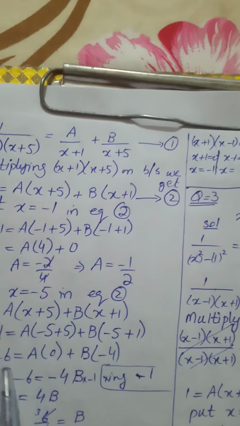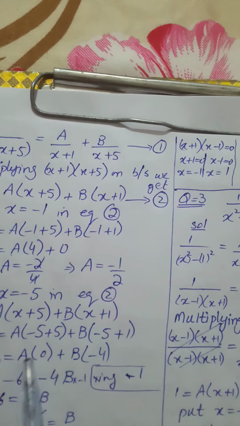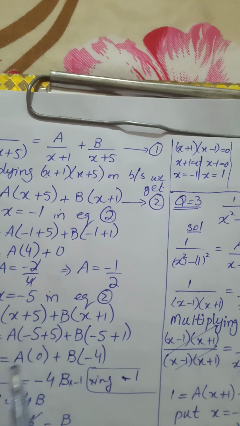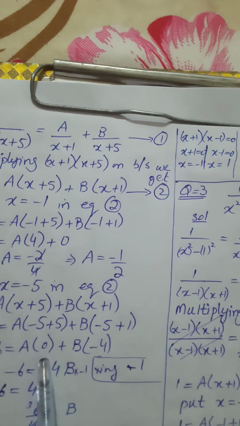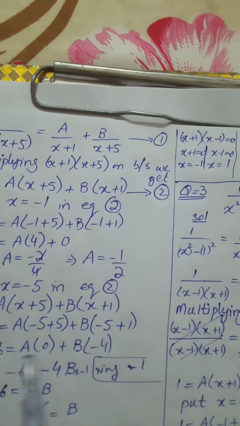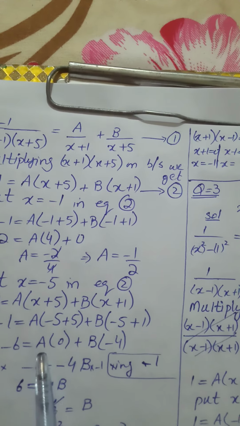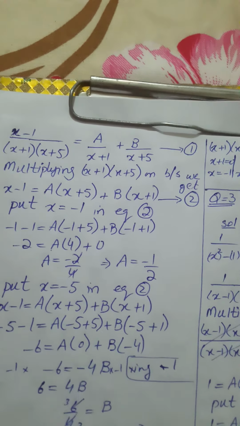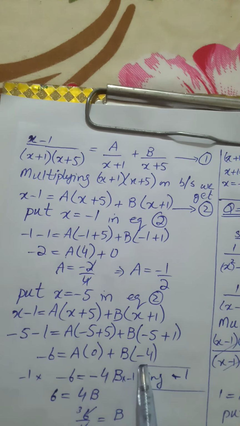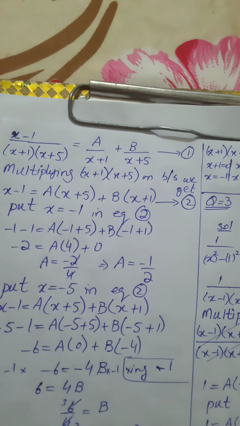Now this is minus 6. Similarly, this term will vanish. A will vanish because it is in a product with 0, and we know that anything multiplied with 0 gives us 0. Similarly, it will become minus 4b.